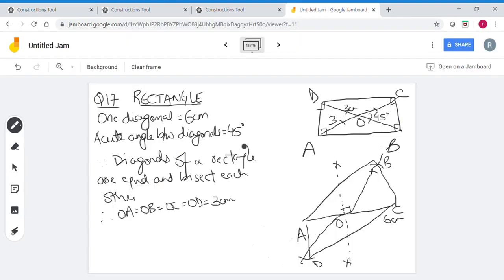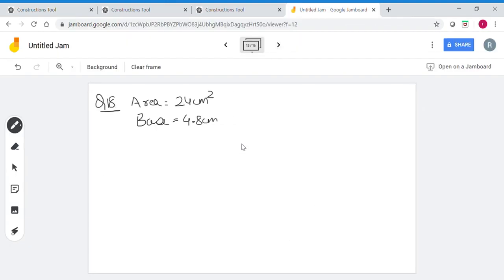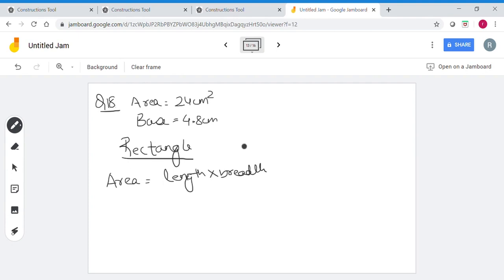The next question that we do is question number 18. I will not be drawing this diagram. Let's just look at how to do this question. So this is again a rectangle, and the area is given and the base is given. We know the formula of area of a rectangle. Area is equal to length into breadth. Right? So in this diagram, this is the rectangle. This is given as 4.8 centimeter, and the area is 24 centimeter square.